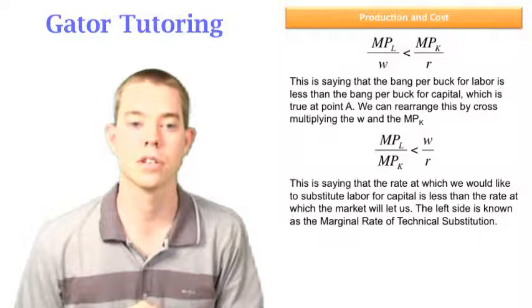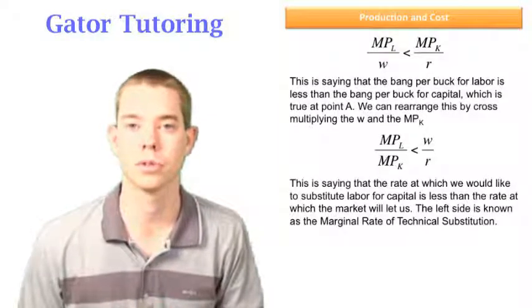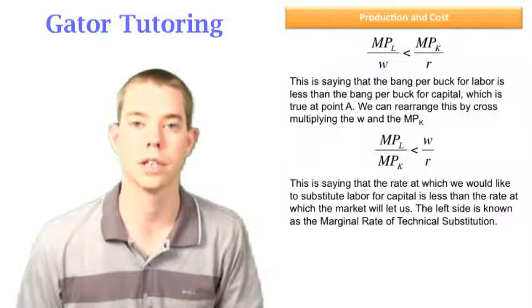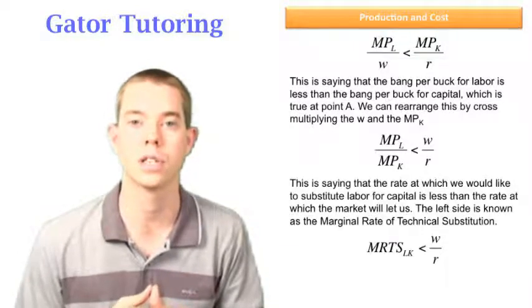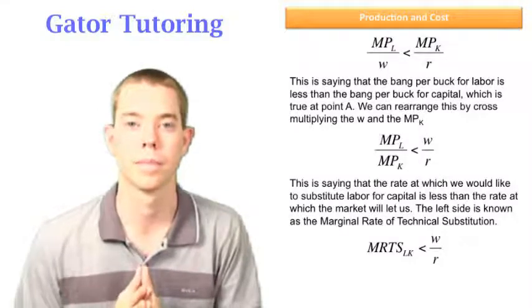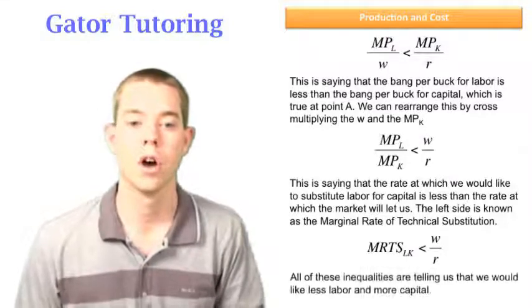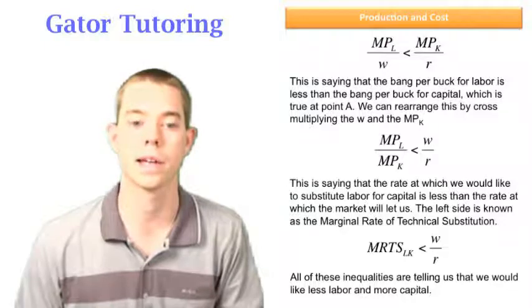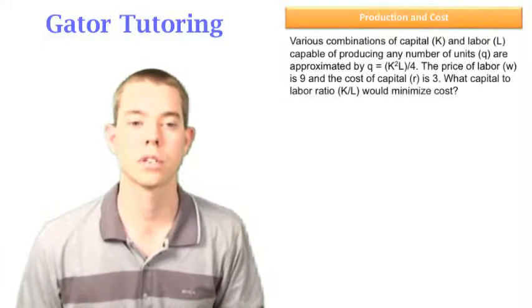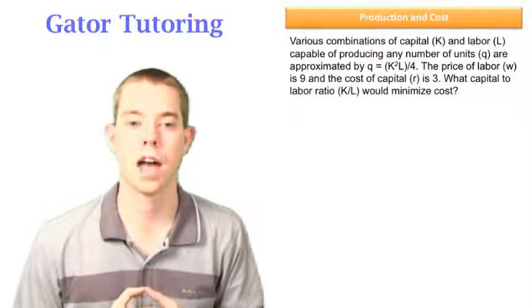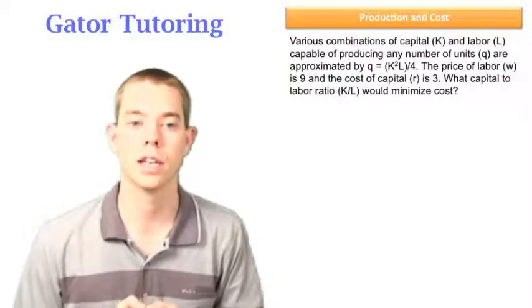So the left side is known as the marginal rate of technical substitution. You may also see this written as this. We've just defined that left side as the MRTS L to K. So all three of these things are telling us the same thing, and that is we would like less labor and more capital.